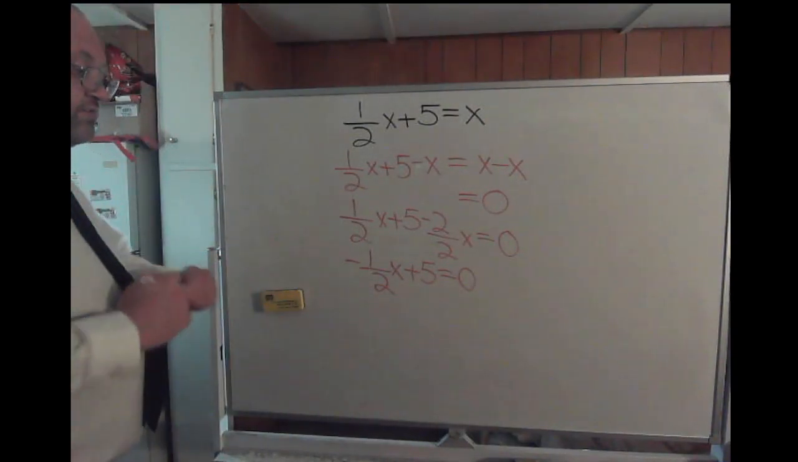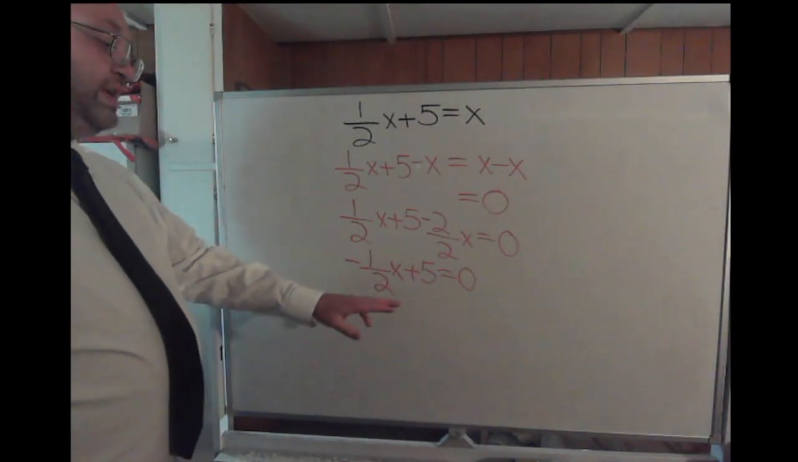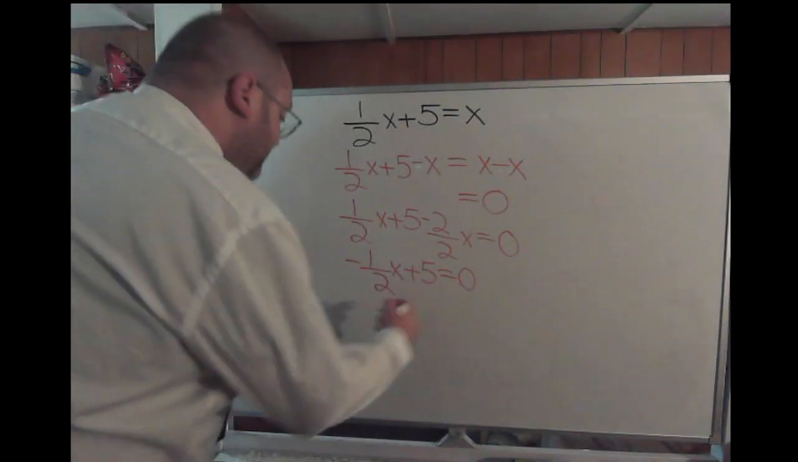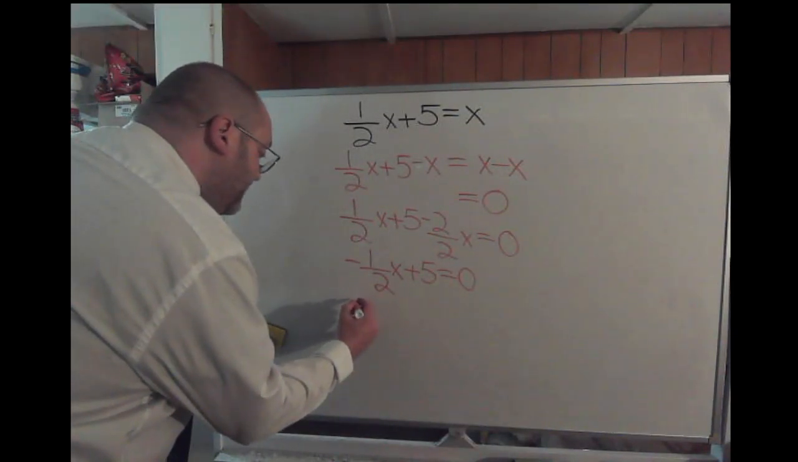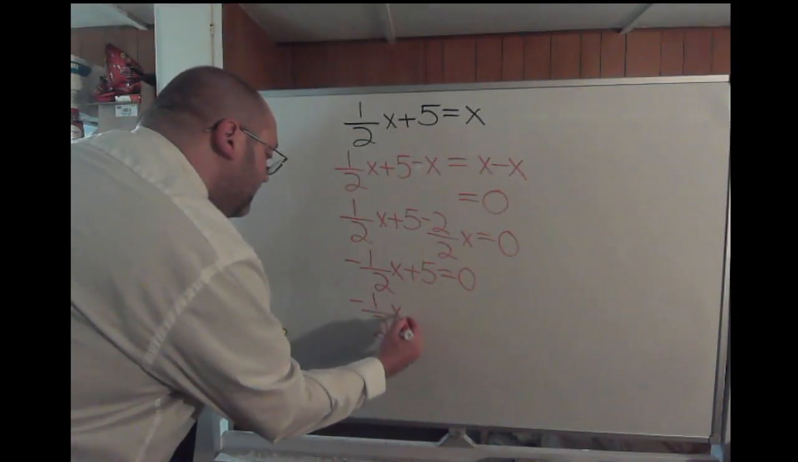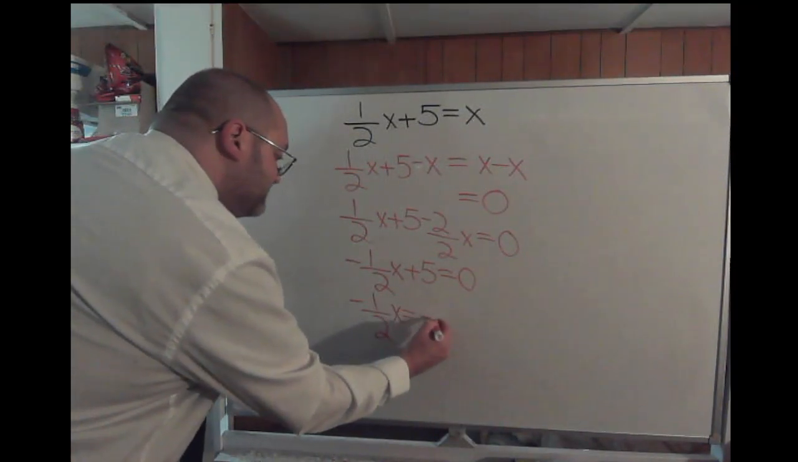So you got negative 1/2 x plus 5. You just want to get that negative 1/2 x by itself. We got to subtract 5 from both sides. So if we do that, on the left you'll just get negative 1/2 x. On the right, 0 minus 5, that's negative 5.